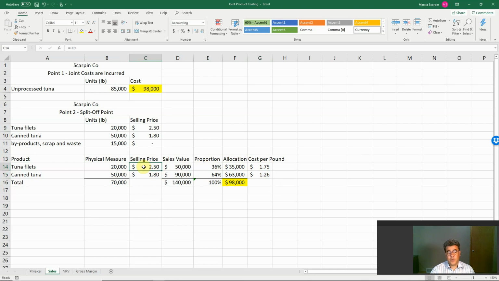Okay, because a greater selling price will have greater sales value based on the physical measure. So this is lower here because our physical measure is much lower here. For instance, we have more than double the physical measures here for canned tuna, but less than double for sales price. That's why our cost per pound will be lower.